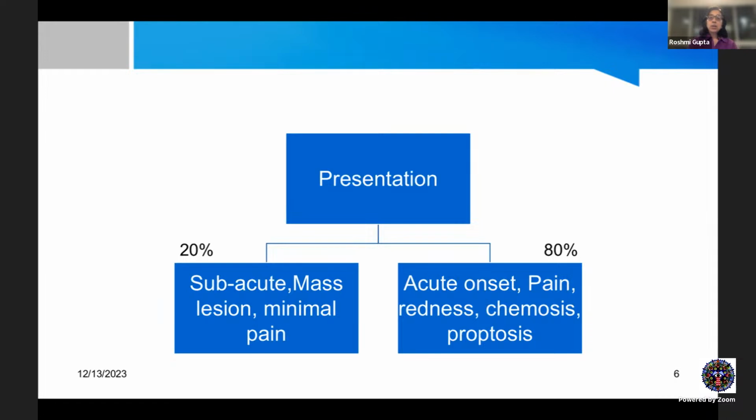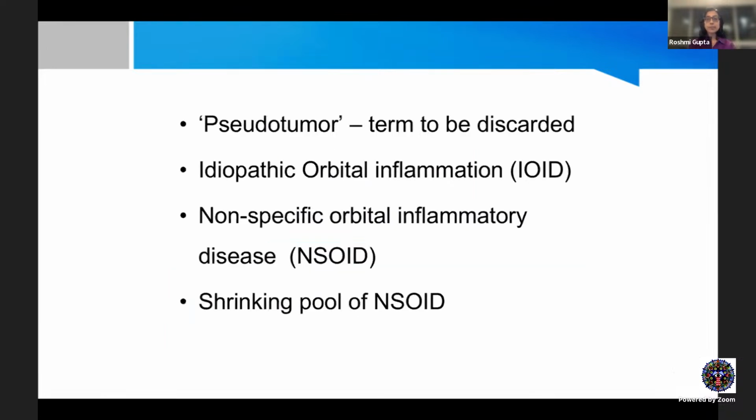However, although 80% of the patients present with this typical appearance with acute or subacute onset, pain, redness, chemosis, proptosis, and so on, 20% of the patients do present with a mass lesion with minimal pain. Currently, we don't really use the term pseudotumor. We may be using idiopathic orbital inflammation or non-specific orbital inflammatory disease. And in that also, as we know more and more about the disease processes, the pool of non-specific orbital inflammatory disease is shrinking.